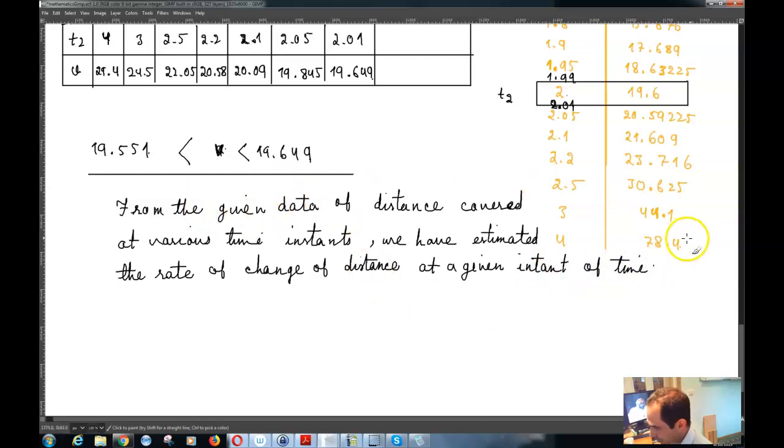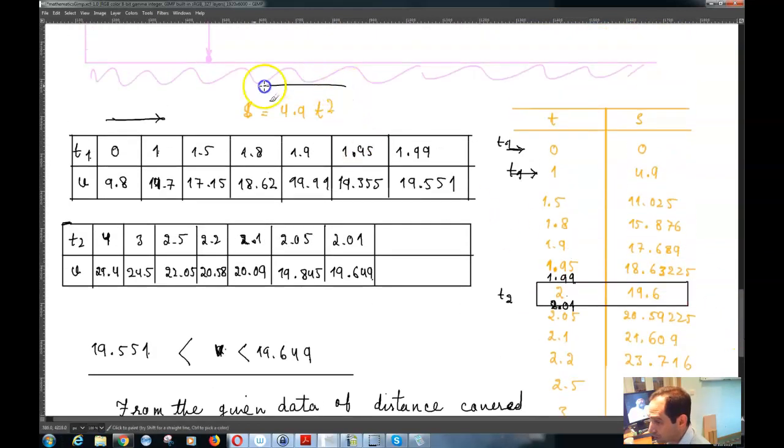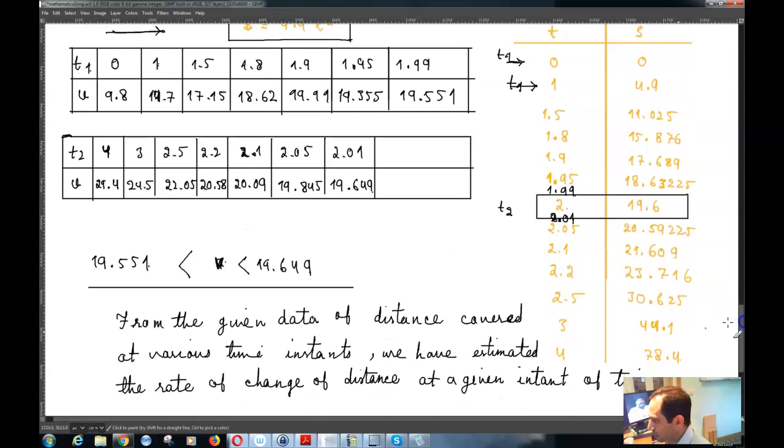So what that means is that from the data that we had here, based on this relationship between distance and time, what we have accomplished is that from the given data of distance covered at various time instants, which is all of these distances over here, we have estimated the rate of change of distance, which is average velocity at a given instant of time, which is this estimate over here that we have made between, for example, these two numbers.